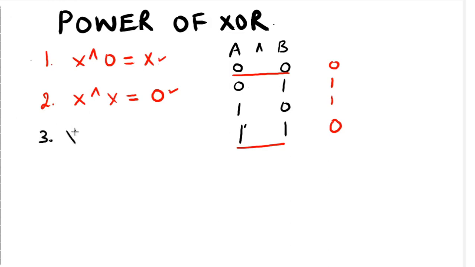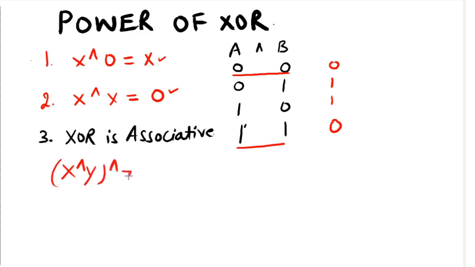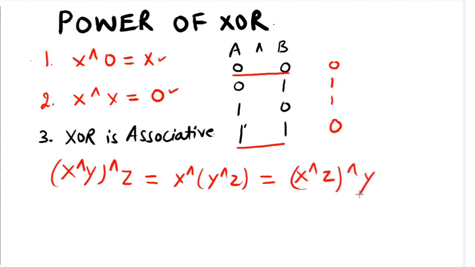Third property is that XOR is associative. Let us consider 3 numbers where XOR takes place: XOR of X with Y followed by XOR of Z. This means that XOR of X with Y and Z first are equivalent, followed by X XOR with Z followed by Y. These are the 3 values for which XOR results will be the same, and this is also a critical property and it should be remembered.